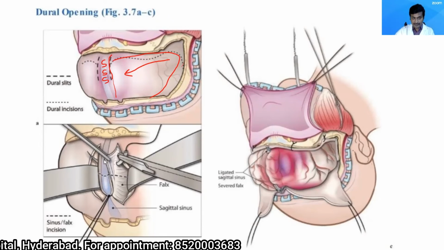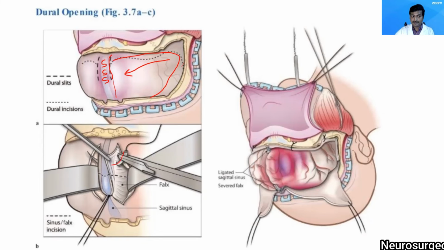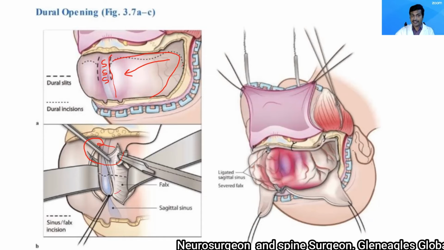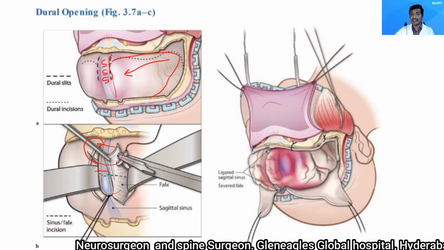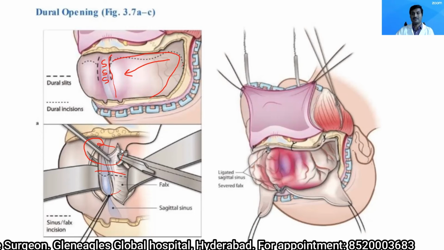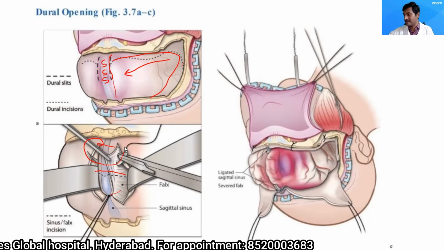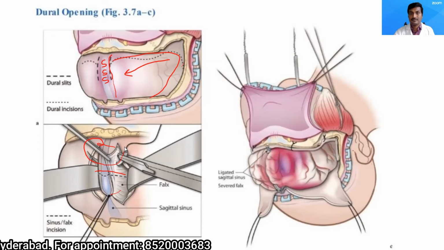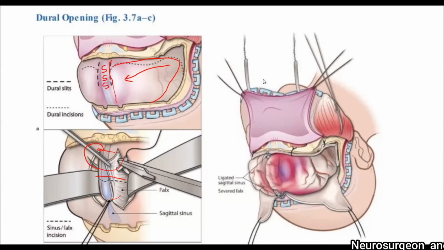Once I open it, now comes the double ligation of the superior sagittal sinus. I take a needle through and through the falx cerebri, take it across, and ligate it thoroughly. I take a second ligature and then cut the superior sagittal sinus between the two ligatures. These ligatures should not slip. You can take a double ligature if required. So this completes my reflection of the dura mater.